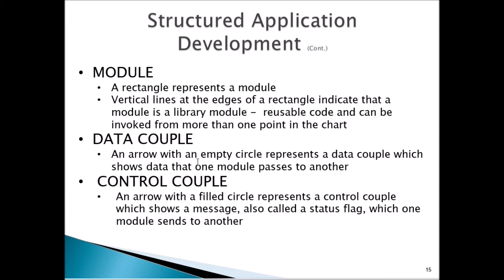A data couple is an arrow with an empty circle. It represents a data couple, which shows data that one module passes to another. The control couple, an arrow with a filled circle, represents a control couple, which shows a message, also called a status flag, which one module sends to the other.